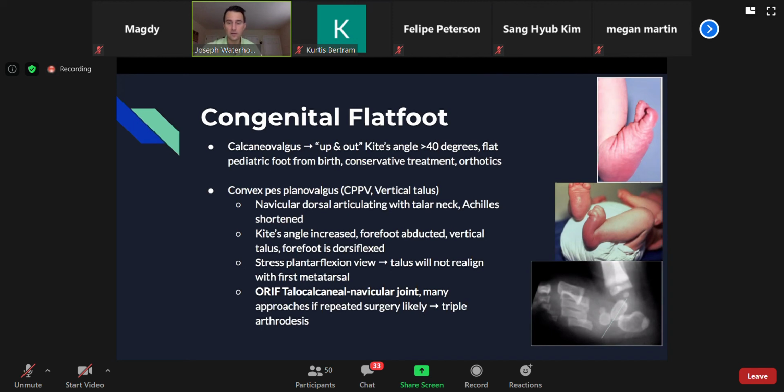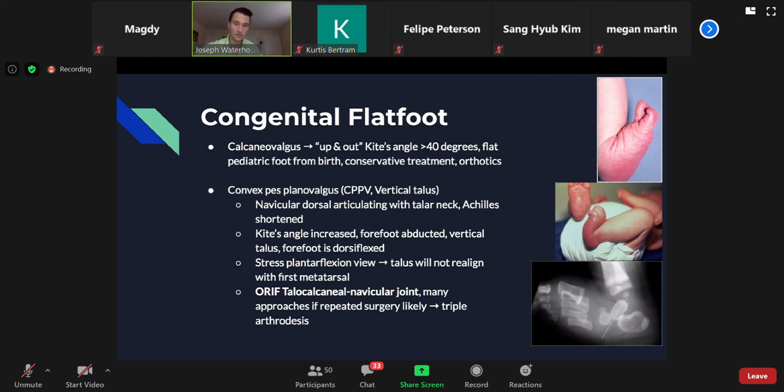So calcaneovalgus is just your up and out foot type, flat foot, and you're treating this kind of like a TEV backwards to an extent. The Kite's angle would be over 40 degrees. It's really just going to be conservative treatment, casting if it's severe or significant, and then orthotics long term. You're treating it like a flat foot once they start to ambulate.